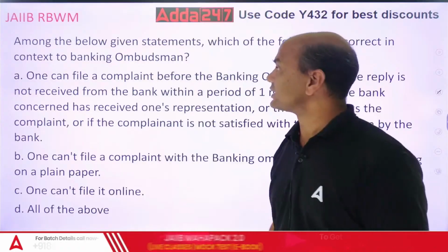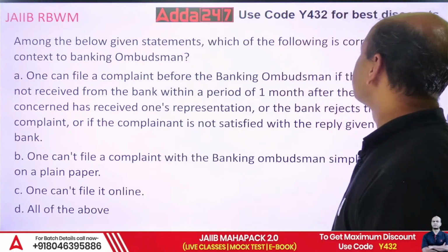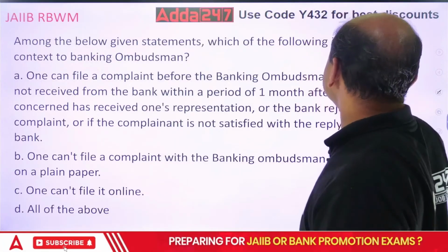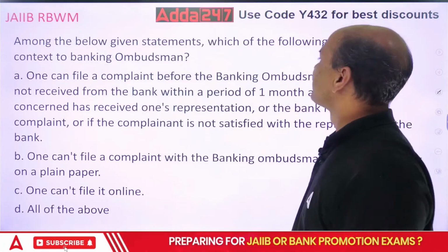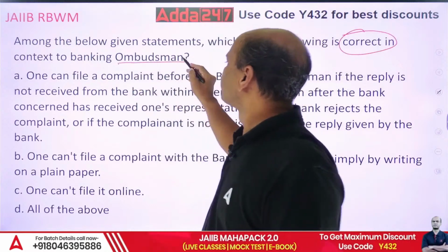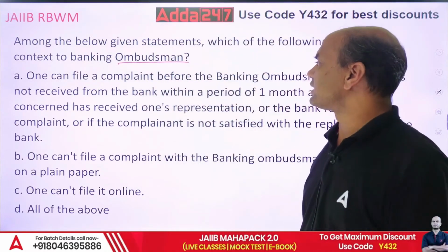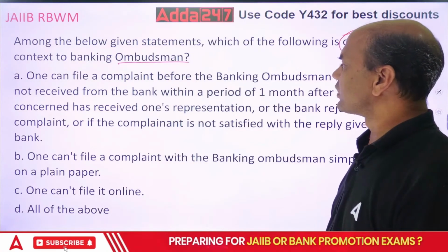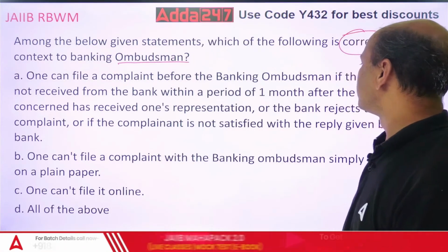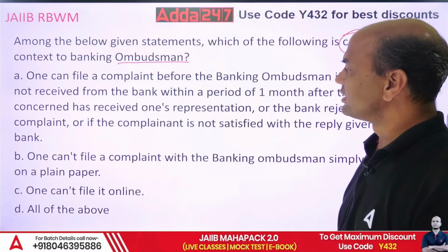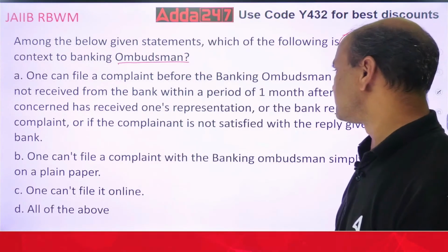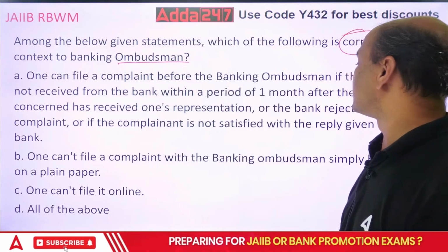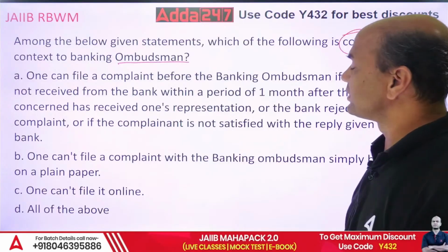Among the below given statements, which of the following is correct in regards to banking ombudsman? See, you want correct regarding ombudsman. One can file a complaint before the banking ombudsman if the reply is not received from the bank within a period of 1 month after the bank concerned has received one's representation, or the bank rejects the complaint, or if the complainant is not satisfied with the reply given by the bank.